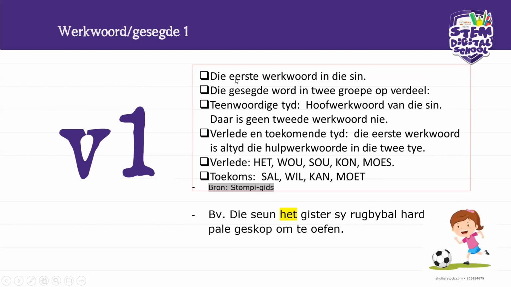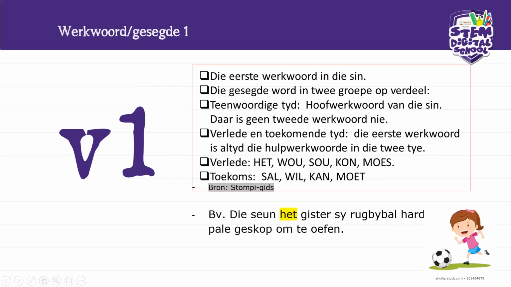So dit is, it's also called the first verb in the sentence, die eerste werkwoord in die sin. Die gesegde word in twee groepe opgedeel. So the verb is divided into two groups. It's called the teenwoordige tyd, which is the present tense. Dit is wanneer die hoofwerkwoord van die sin. Daar is geen tweede werkwoord nie.